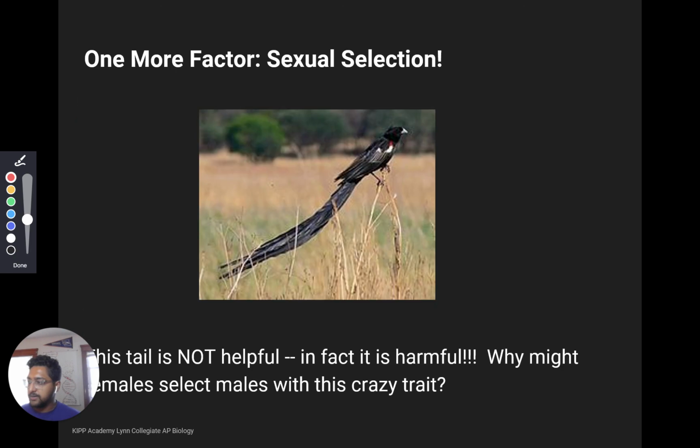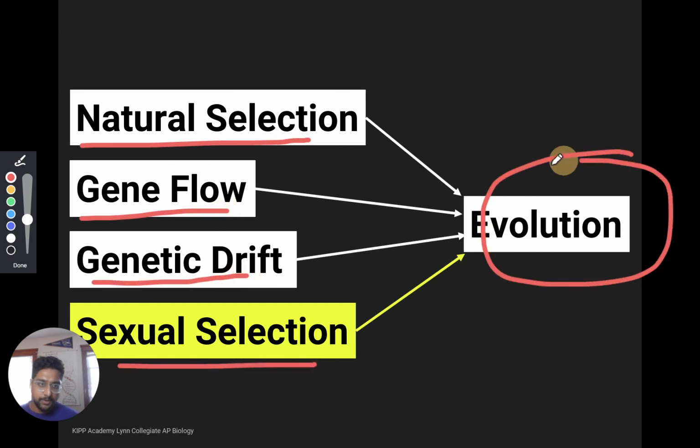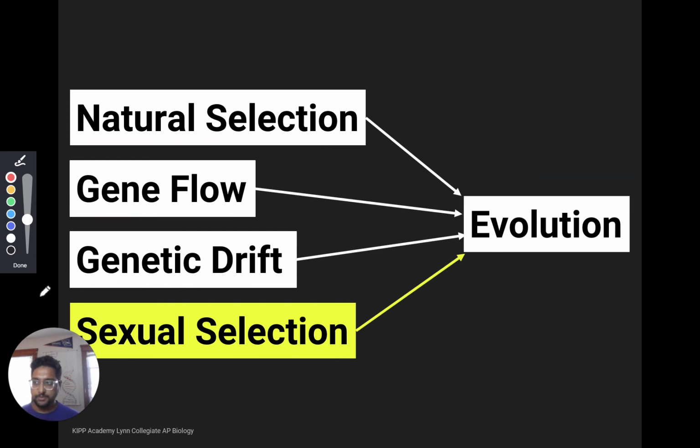And so this is it. These are the different ways that evolution can happen: natural selection, gene flow, genetic drift, and sexual selection. They all contribute to evolution in pretty unique ways, but they all contribute to the changing of alleles and genetics.